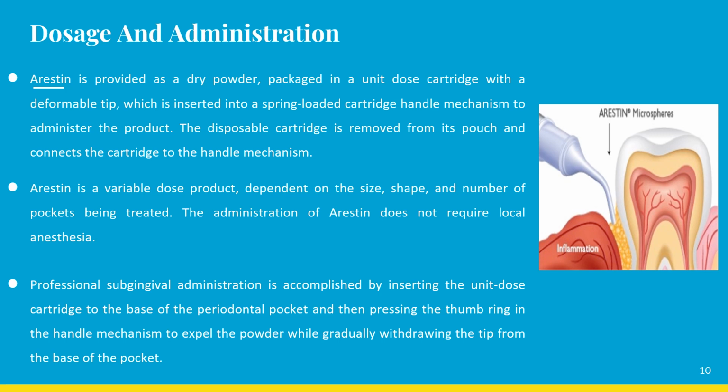The administration of Arestin does not require local anesthesia. Professional subgingival administration is accomplished by inserting the unit dose cartridge to the base of the periodontal pocket and then pressing the thumb ring in the handle mechanism to expel the powder while gradually withdrawing the tip from the base of the pocket.